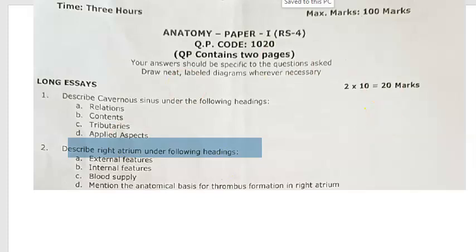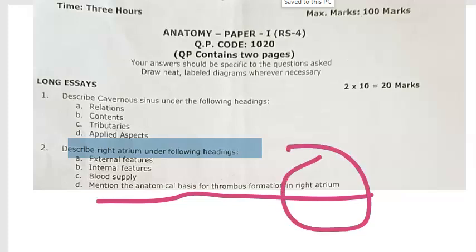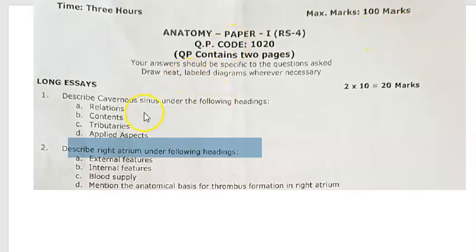People in this video, look at this question: anatomical basis for thrombus formation in the right atrium. Why in the right atrium can there be thrombus formation? They're asking you for anatomical reasons.